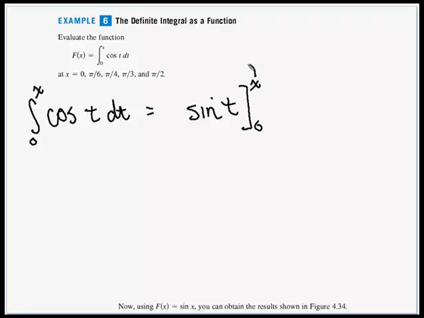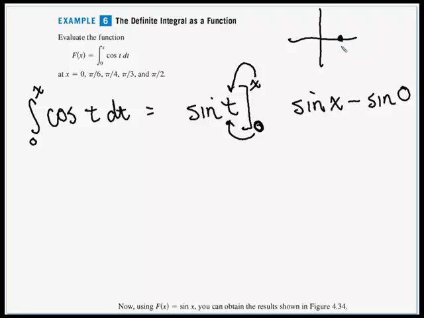So we plug in the upper limit x, and we get sine of x. Minus, we plug in the lower limit 0. That kind of looks like a 6, but trust me, it's a 0. We plug in the 0, minus sine of 0. Well, what is sine of 0? On our unit circle, we'd be right here at an angle 0. The sine value, again, is our y-coordinate. So there, the sine of 0 is 0. So we get sine of x minus 0, or just sine x.